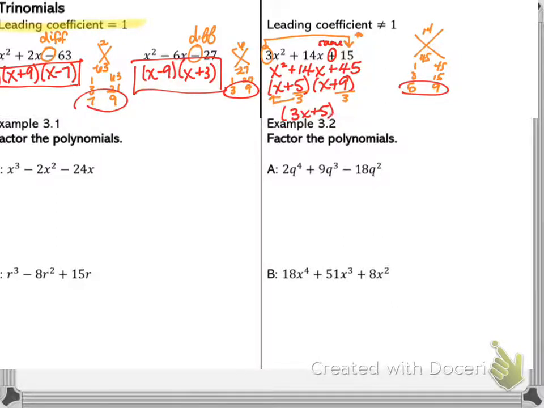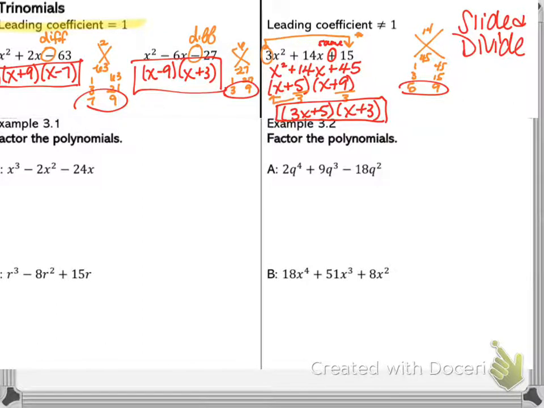But if you end up with a whole number, just reduce. So 9 divided by 3 is 3. So my answer is 3x plus 5 times x plus 3. So I would strongly recommend next to the section writing that this is called slide and divide.